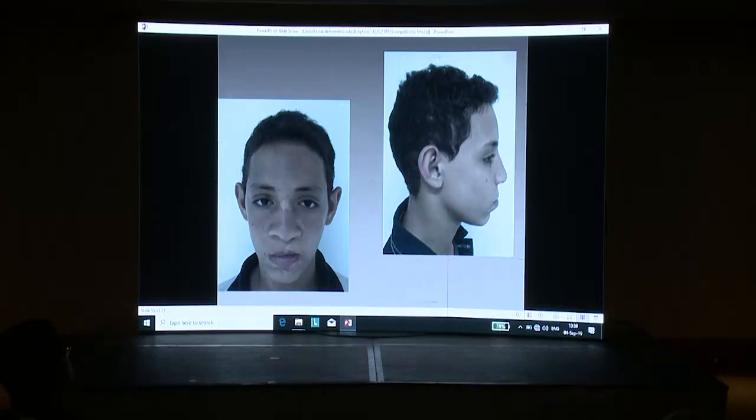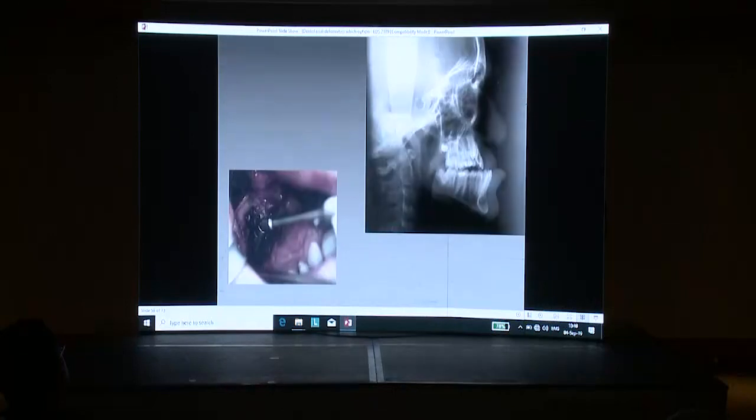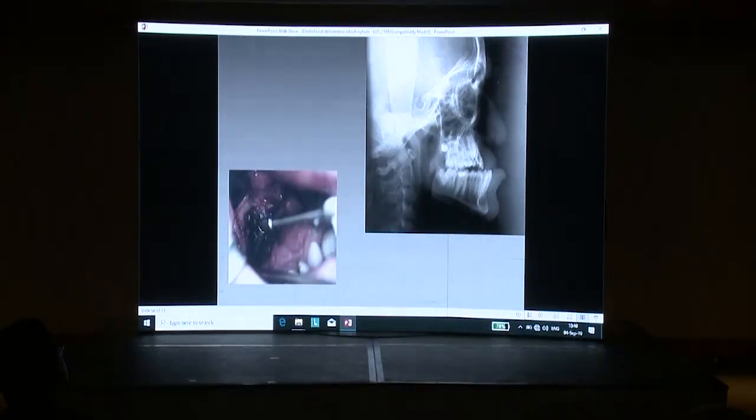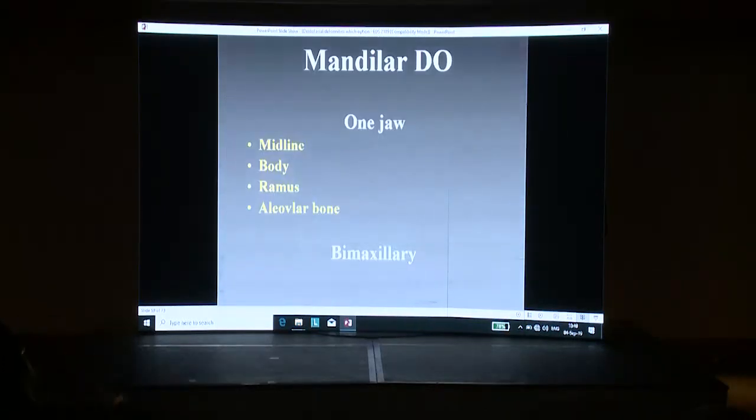Next. Yeah, no, go back one. Yeah, here you see the lateral cephalometry, how far back is the maxilla. Next. Yeah, here, intraoral distractor instead of this big one. Okay, next, please. The patient pre and post. Next. Next, please. The mandible. Okay, we'll go through fast again.